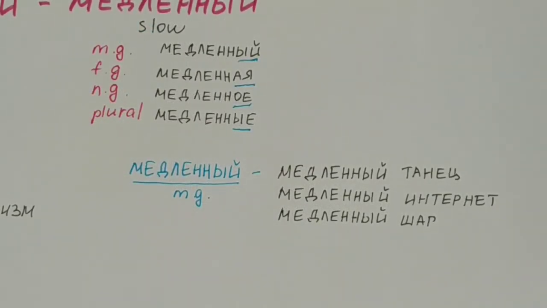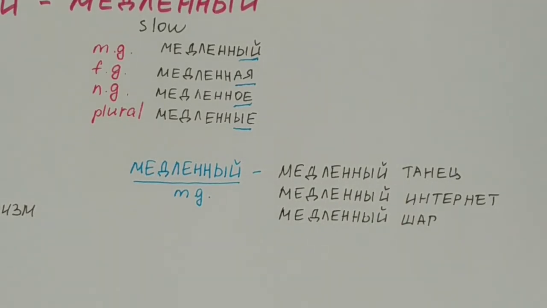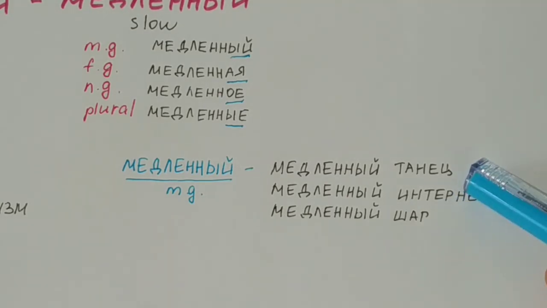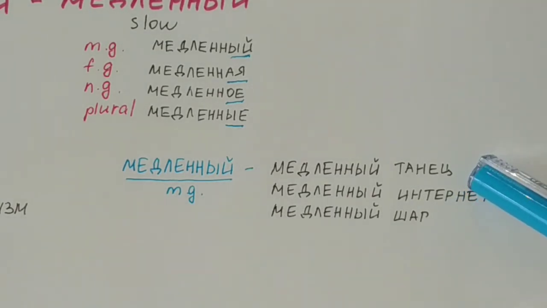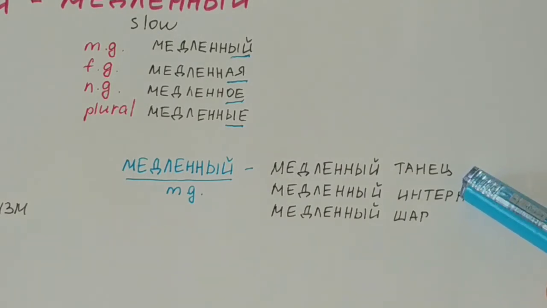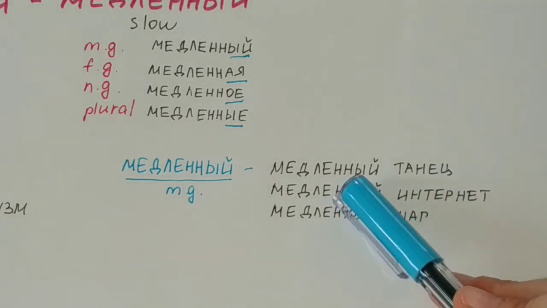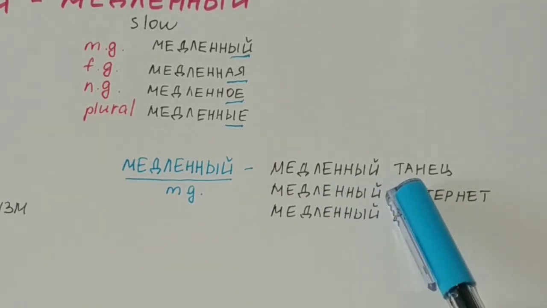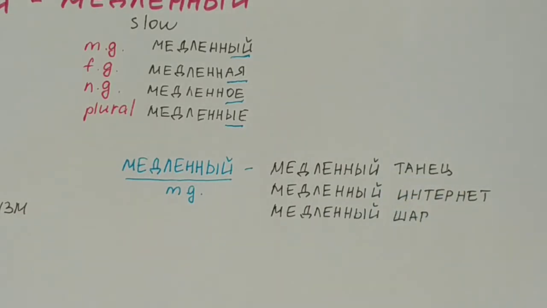So for the masculine gender form of the adjective медленный, I give you these three examples. The first is медленный танец, танец meaning dance or dancing. It is a noun of a masculine gender, and we're using it, of course, with the adjective of the masculine gender form. We're getting медленный танец, and it is slow dancing. Also, like I said, an expression.